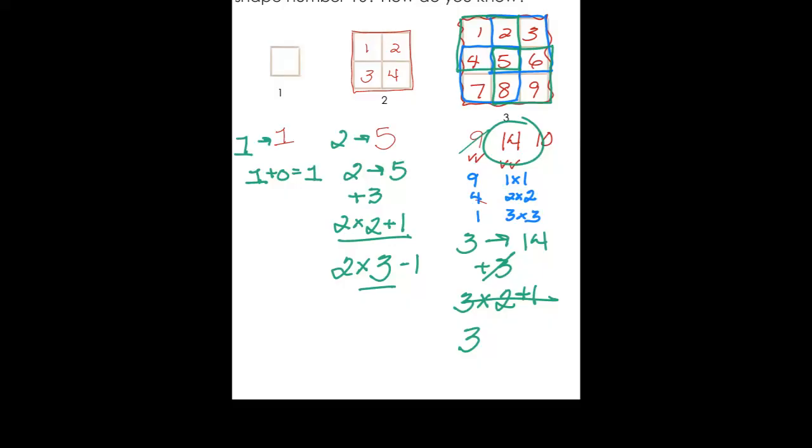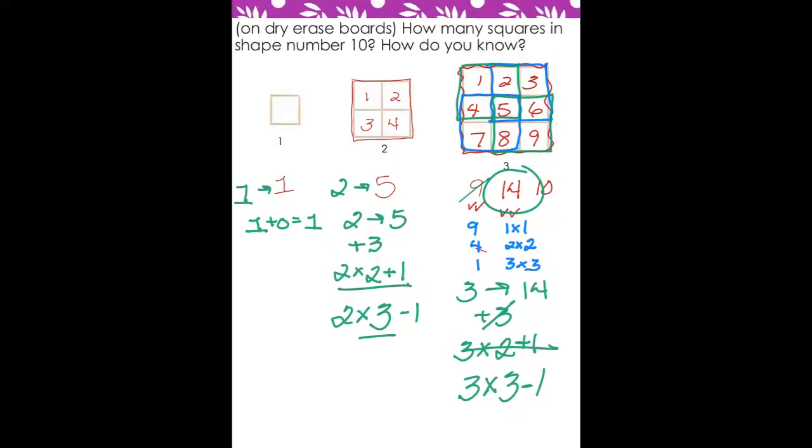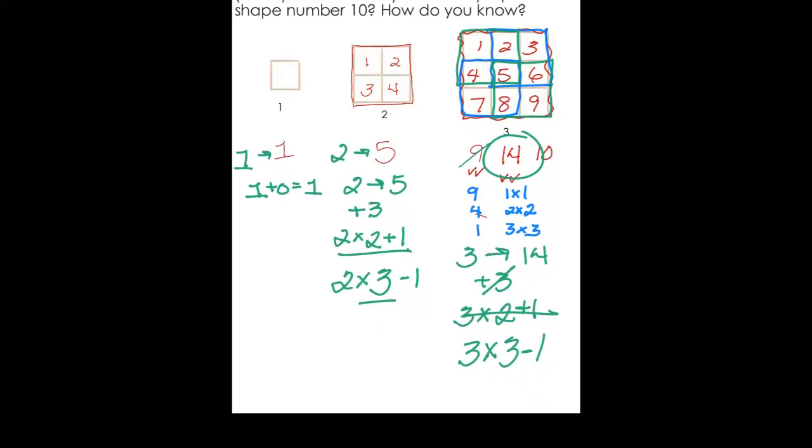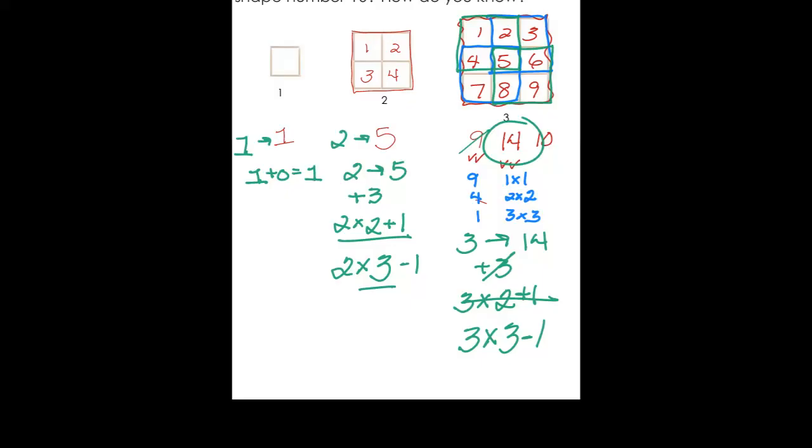3 times 3 minus 1. Does that work? No. So that means we haven't found the pattern yet. All right. So this is going to be something a little extra because we don't see it quite yet. This isn't difficult, right? I mean, you understand the problem, right?